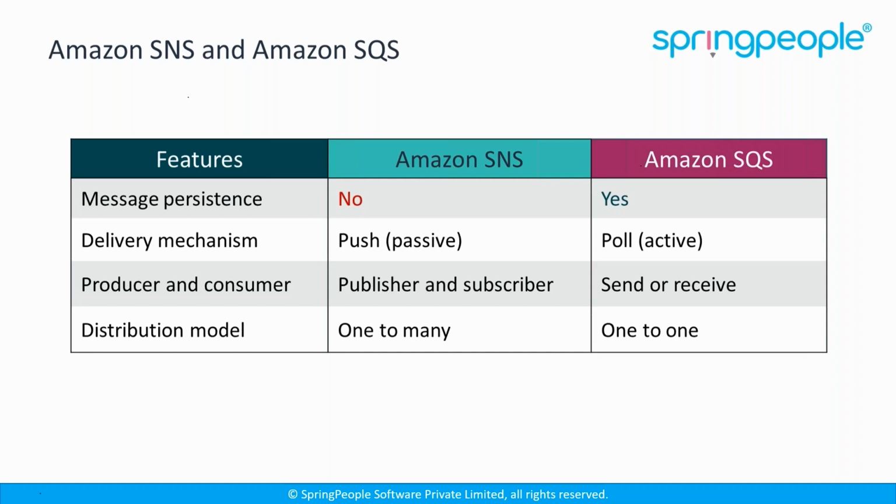In your SNS, we have publisher and subscriber, which simply means the publisher is the one who publishes the message and the subscriber is the one who receives the messages. In a queue, we have the same thing, and we call it sender and receiver. The distribution model is one to many, which means a single message could be delivered to multiple people at the same time. But with the queue, it's a one-to-one relation, meaning a single message needs to be taken care of by a single server. So this is a major difference between SNS and SQS.